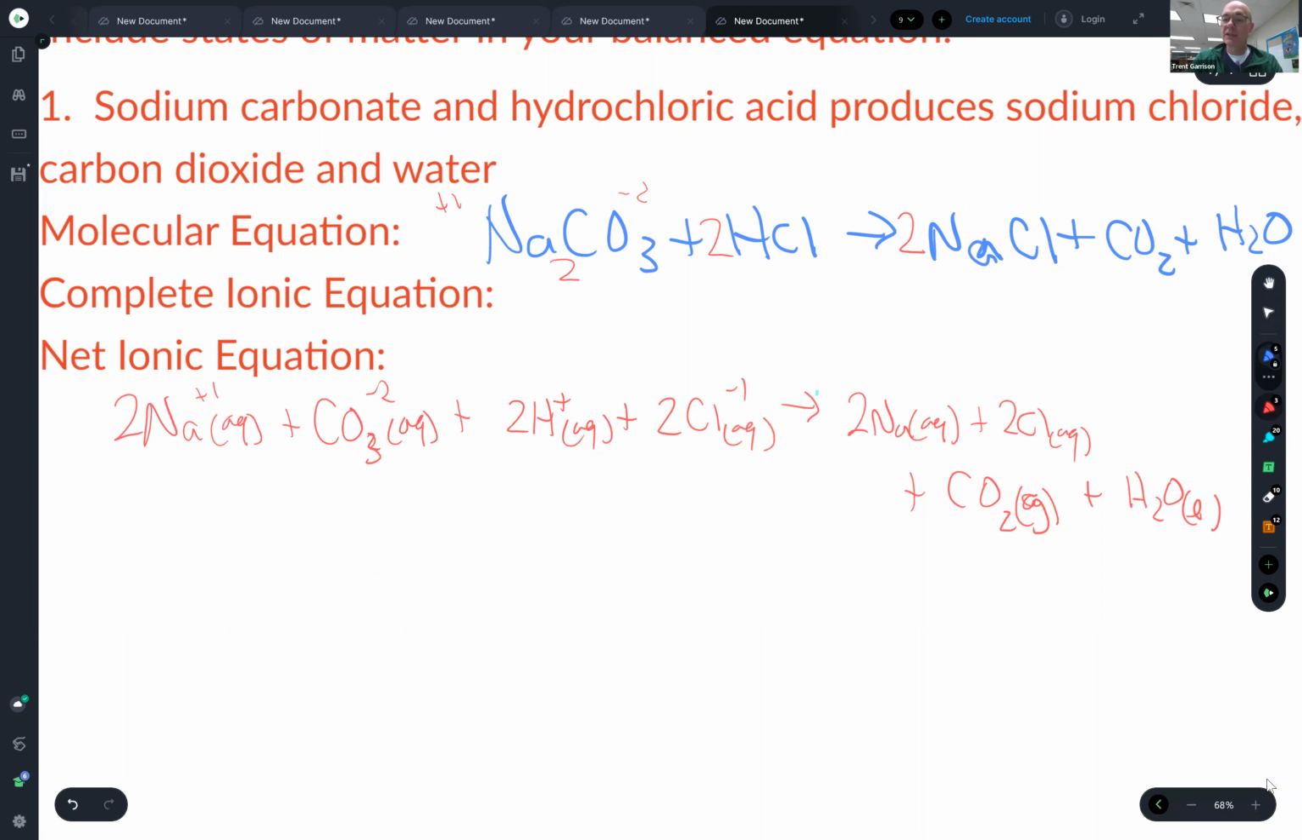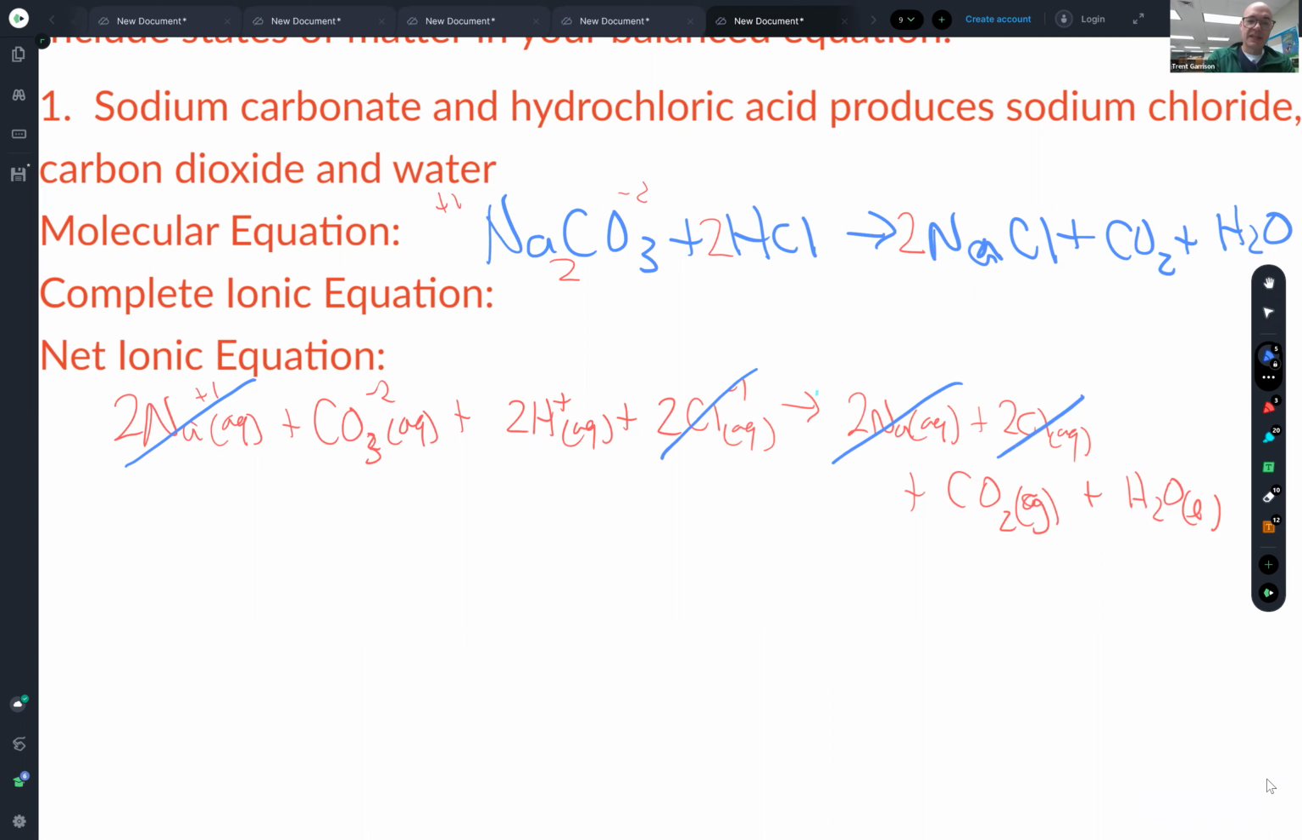What we have to do on the last piece is now get rid of all of the components that are the same on both sides. So my sodium aqueous goes away because it's the same on both sides. It did not change its state of matter. And the same for my chlorines. They did not change, so they went away because they are the same on both sides.